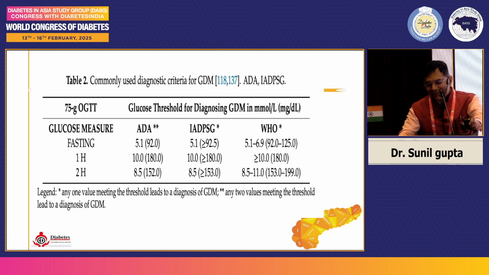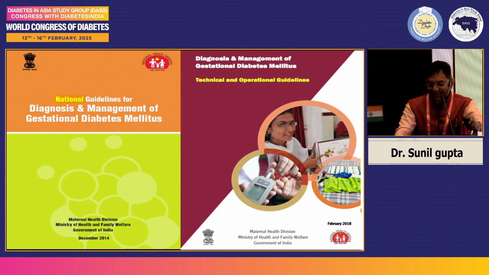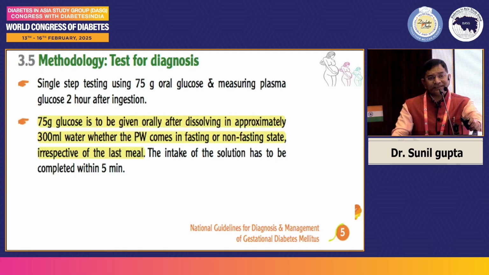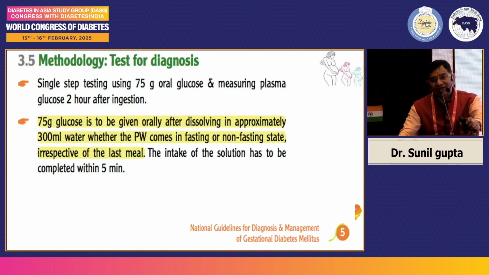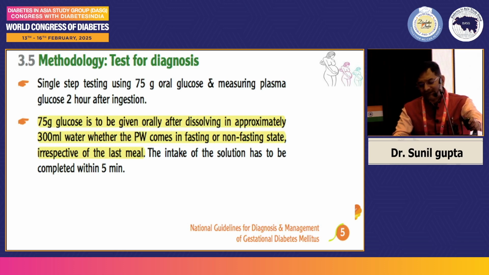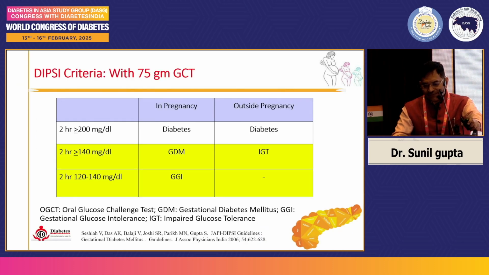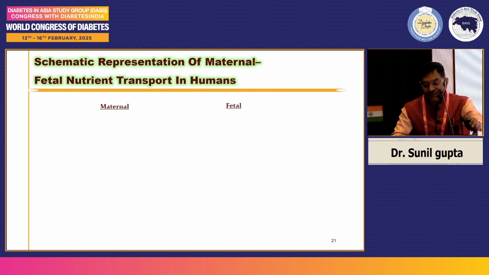So we have the ADA criteria, IADPSG, WHO, and most of them follow the IADPSG criteria now, that you do fasting more than 92, give 75 gram glucose, 1 hour more than 180 or 2 hour more than 153, we call it GDM. Now you have Government of India guidelines, updated almost 8 years back. They have the simple DIPSI criteria that gives 75 gram glucose irrespective of the time of the meal. If the 2 hour blood glucose is more than 140, you diagnose it as GDM. But if it is between 120 to 140, you can call it a borderline case or GGI, gestational glucose intolerance. So they need to be kept on very close follow-up.